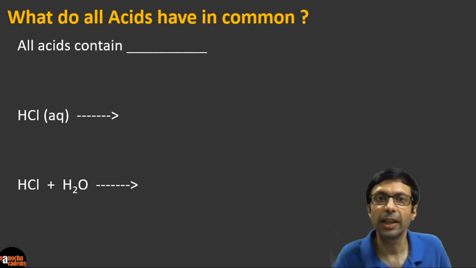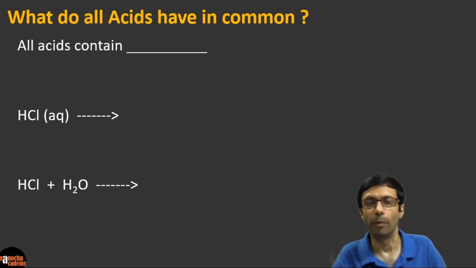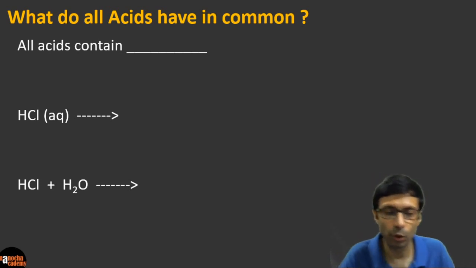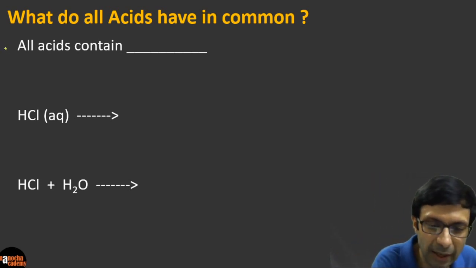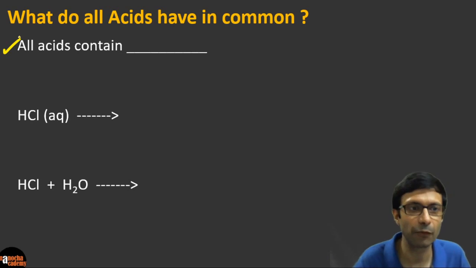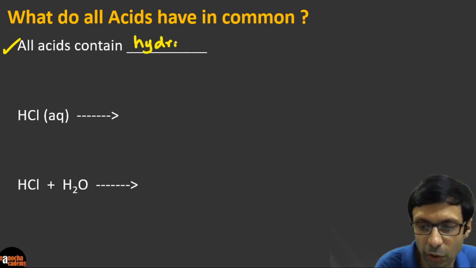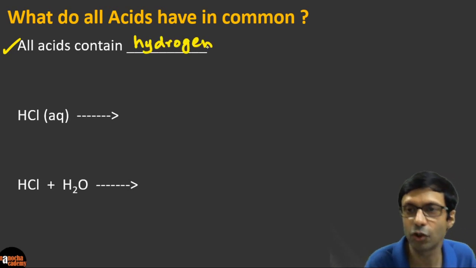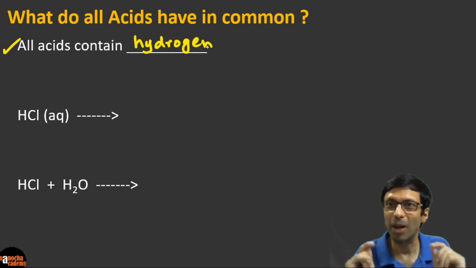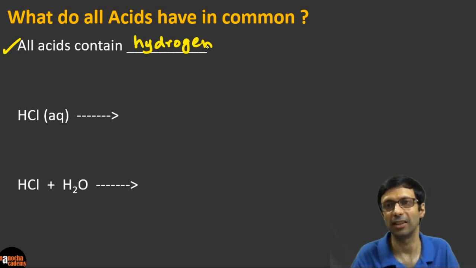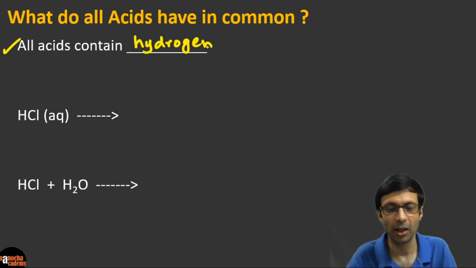So now we talked a lot about acids. So one important thing is, what do all acids have in common? I've given a fill in the blank for you here. All acids contain dash. Can you fill in the blank for me? Okay, excellent. I see the right answer. All acids contain hydrogen. So that's really important. Hydrogen is the king here. Hydrogen must be present in each and every acid. You cannot have an acid without hydrogen. Okay, guys. So please remember this important point.